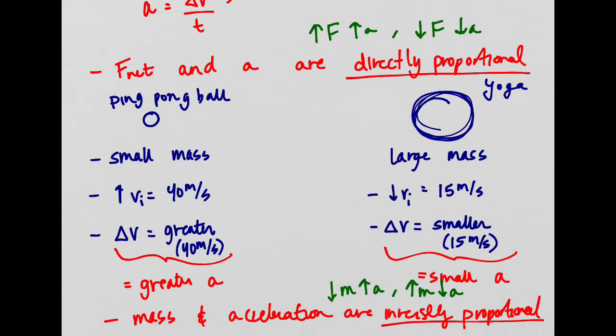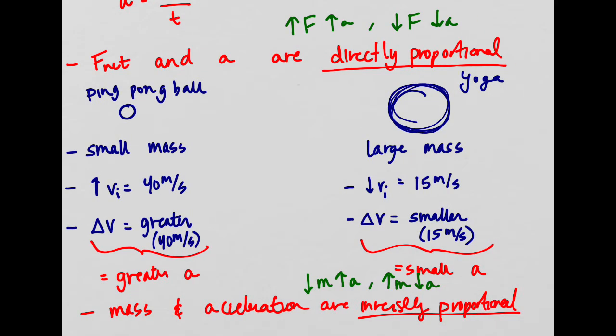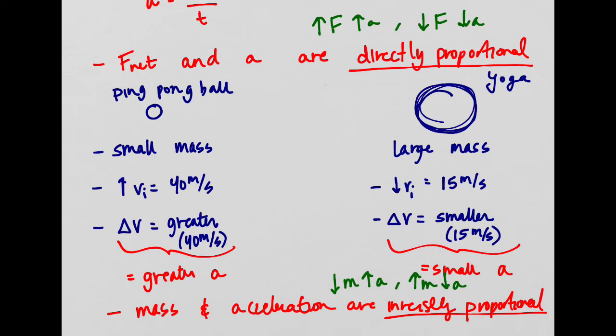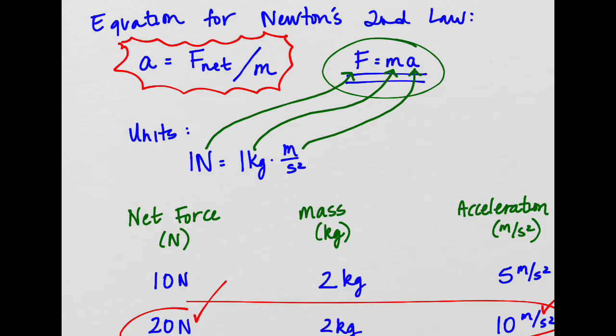Acceleration is still occurring. All right, then we looked at the relationship between mass and acceleration, and remember that we said mass and acceleration are inversely proportional, and we used this example of the ping pong ball and the yoga ball, and we said that when the mass is decreased, the acceleration increases. So as one goes down, the other goes up, or alternatively, as mass increases, acceleration goes down. So there's an inverse relationship here between mass and acceleration.